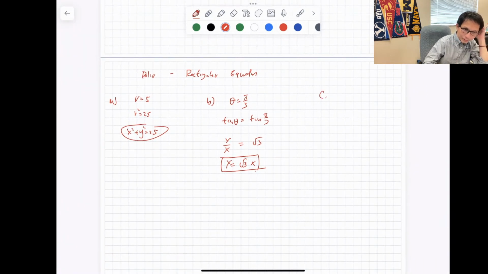C. R equal to 3 cosecant of theta. What's the best way to convert this to rectangular form? Remember, you gotta use one of those equations.